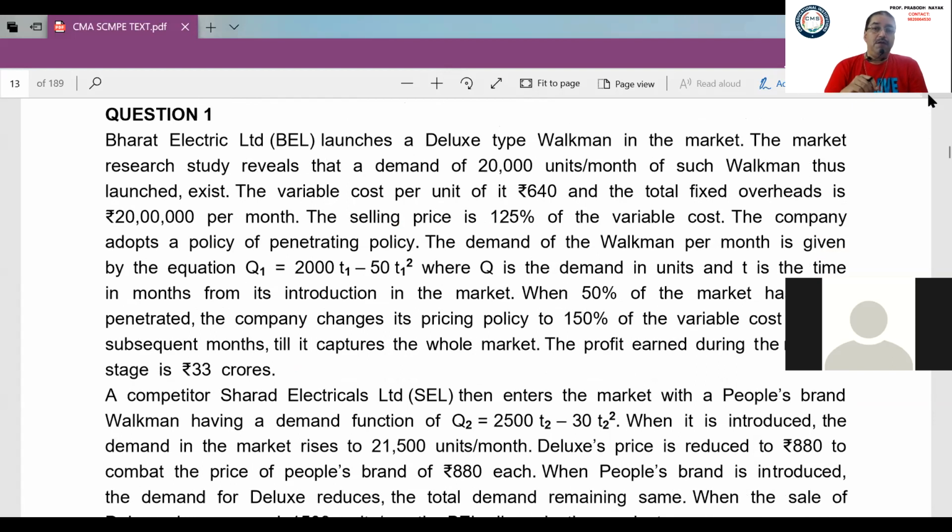PDF format is given. So I expect you to have the PDF format on your mobile phones, so that when we are solving, the data is there before you, because I can't have the data and solve the question at the same time. So we'll read the question, we'll go through the question, and then as we are solving the question, you should have the data with you on your mobile phone.